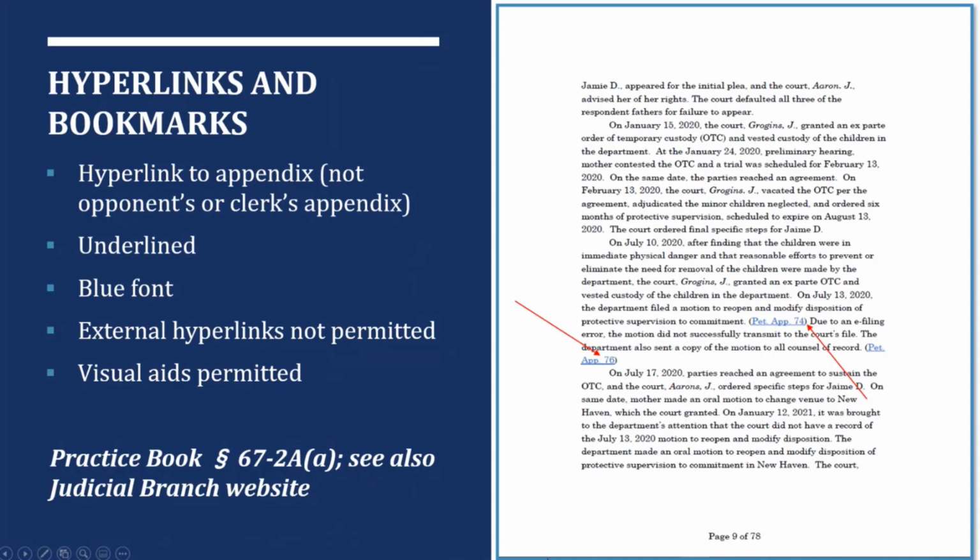And so your hyperlinks are going to be to the brief that's attached to the appendix that's attached to your brief. So you're not hyperlinking to the clerk's appendix, you're not hyperlinking to your opponent's appendix. And the purpose for this is that the judges, when they're reviewing your brief, can just click on those hyperlinks and immediately go back to the page in your attached appendix where that hyperlink leads them to.